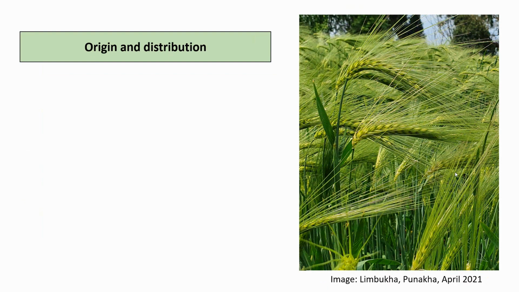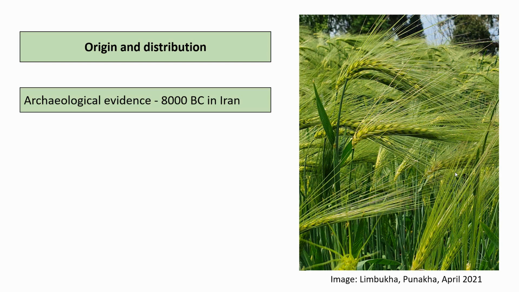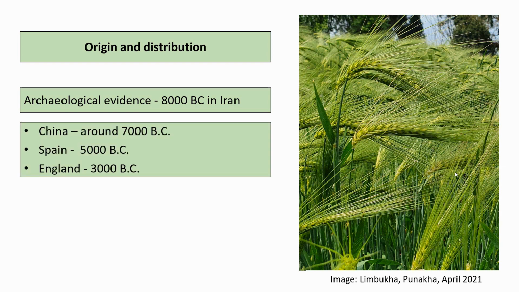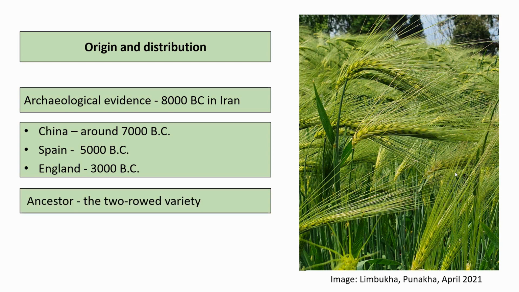Origin and distribution. The origin of barley remains unclear. However, archaeological evidence of barley cultivation has been found dating back to 8000 BC in Iran. It has also been indicated to have been farmed in China around 7000 BC, in Spain by 5000 BC, and in England by 3000 BC. The ancestor of the barley is believed to be the two-rowed barley as we have already seen earlier.